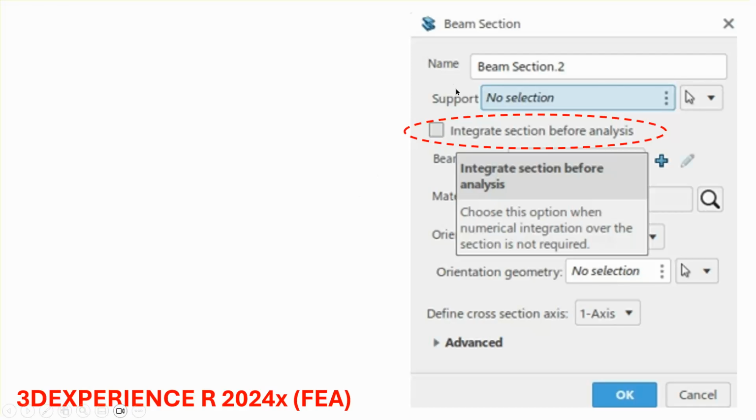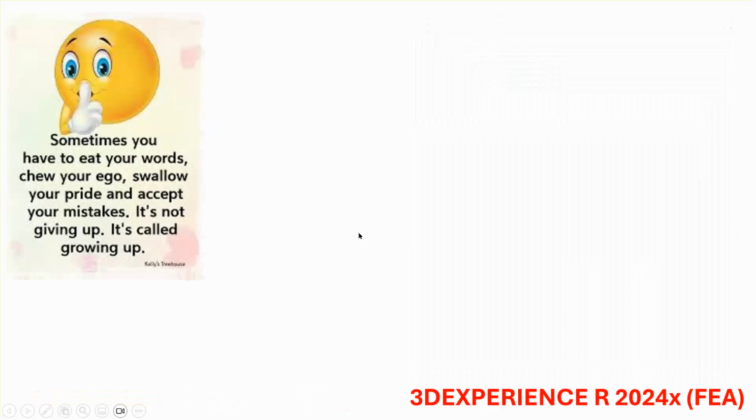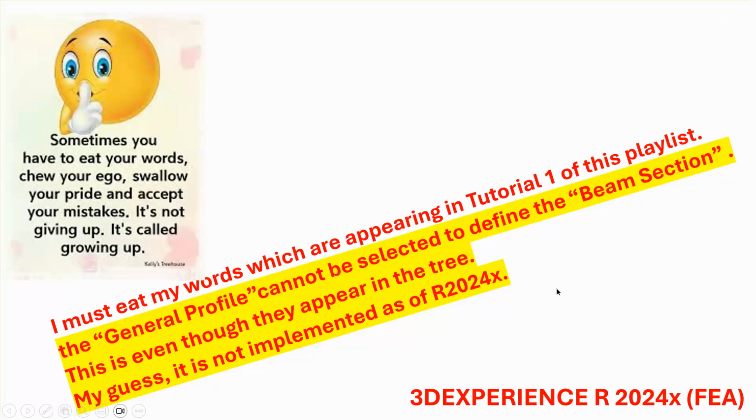It turns out that when you try to specify the beam section properties, if your profile is general, this obscure checkbox has to be checked. Of course, when you read it carefully, it says to choose this option when numerical integration over the section is not required. And that's pretty much what we're doing when we're giving it the values of I11, I22, and I12, etc. So the claim that I made there is not true. It was there, it's just that I didn't see it.